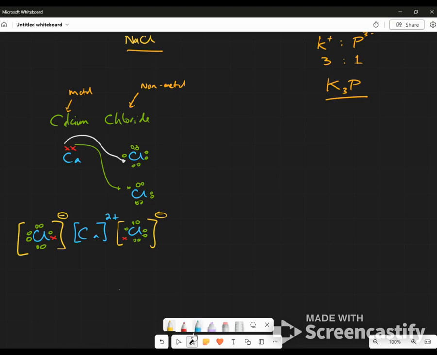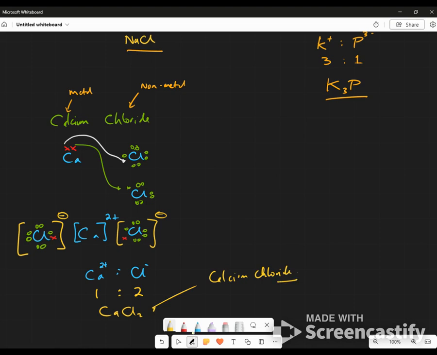So now if we look at this a bit more closely, the ratio of calcium ions to chloride ions, well, there's 1 of those, and there's 2 of those. So the formula for calcium chloride is CaCl2. And there you go. And that is the bonding diagram for calcium chloride.